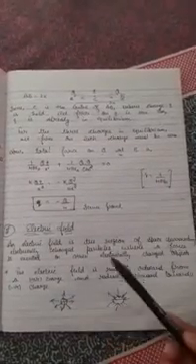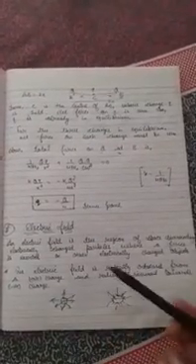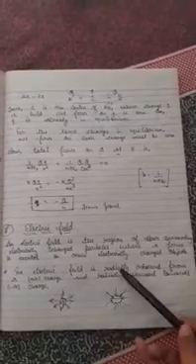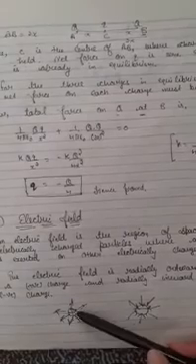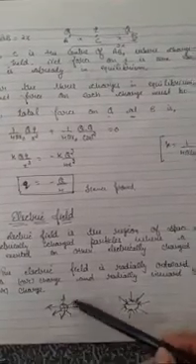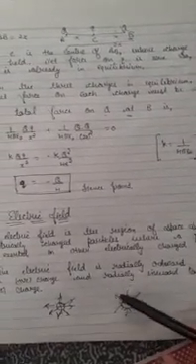Just one rule, or we can say the characteristic: electric field is radially outward from the positive. If we have a positive charge, the electric field will be radially outward, and if I have a negative charge then the electric field will be radially inward. So this is the point about the electric field and the numericals.